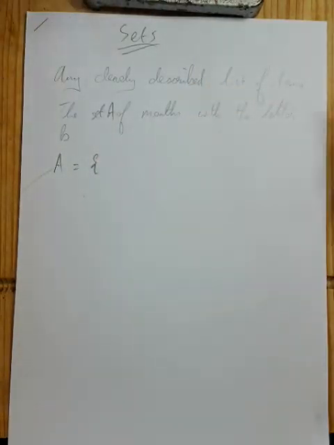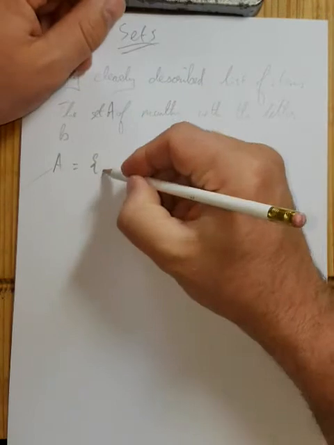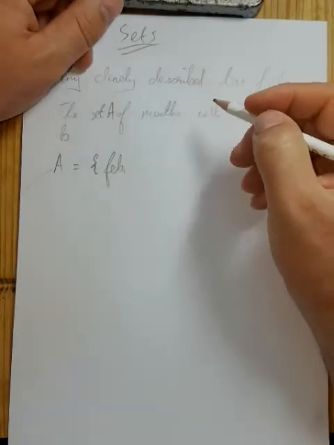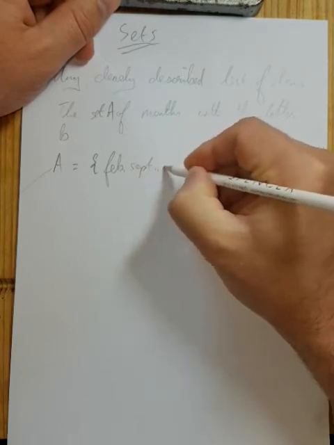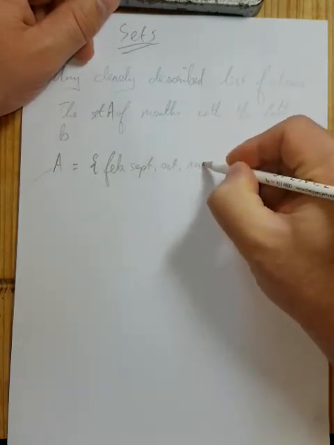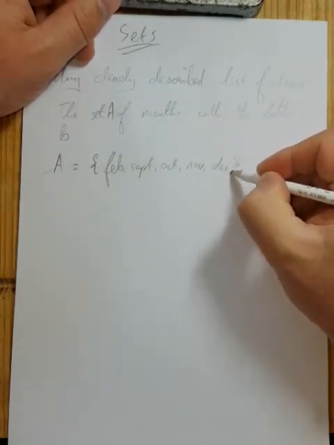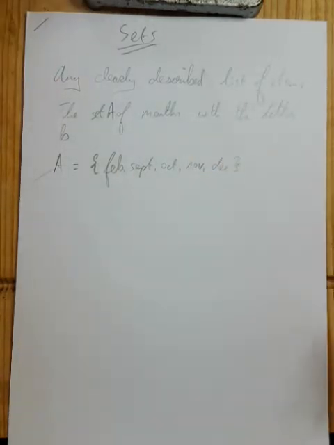So months beginning with the letter B, well, the first would be February, okay? Then we'd have September, October, November, and December. And then we close our curly bracket. So that's a clearly defined set, okay?